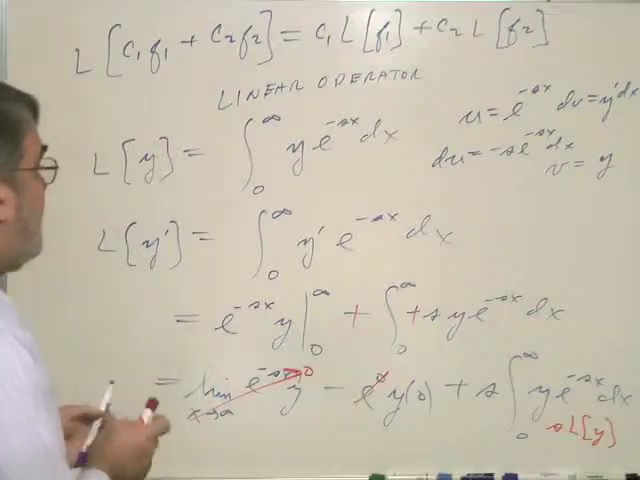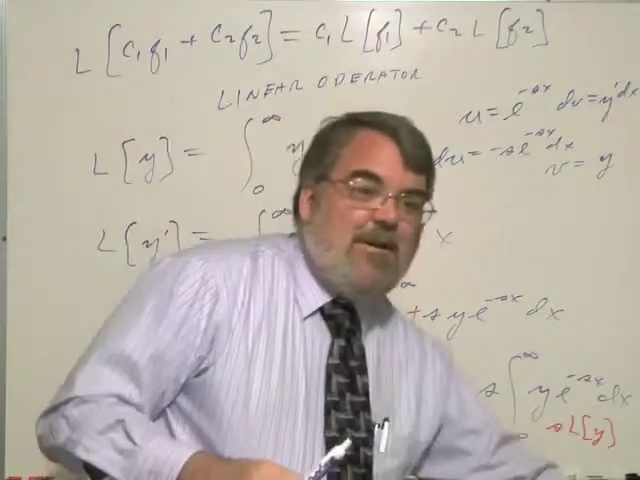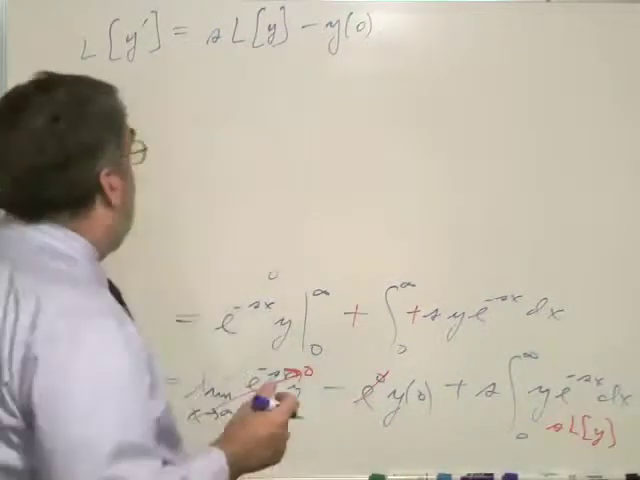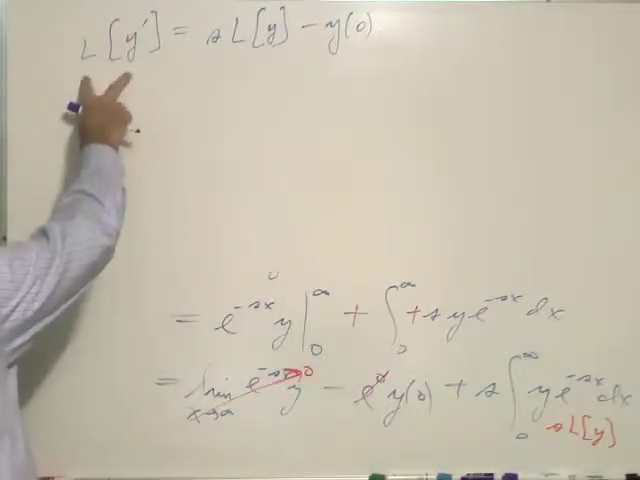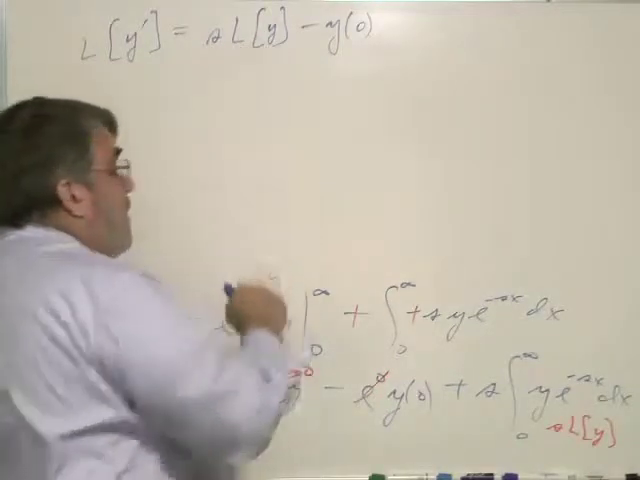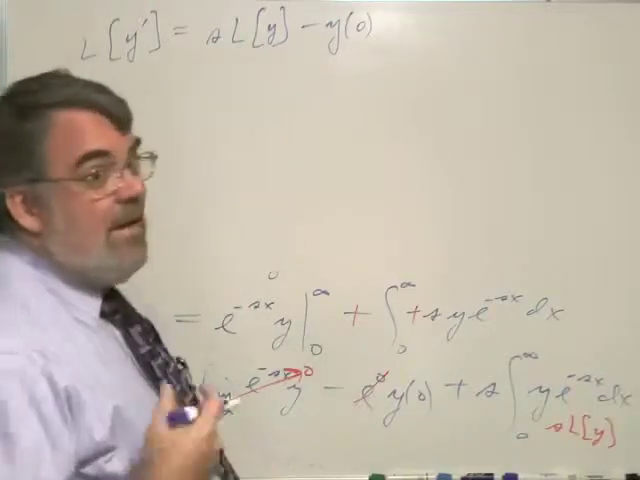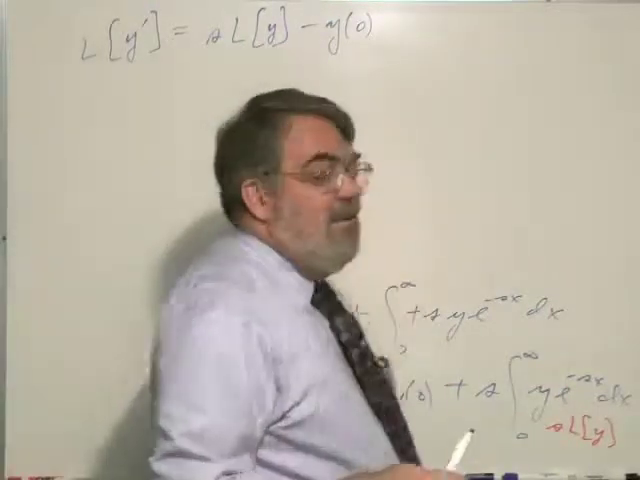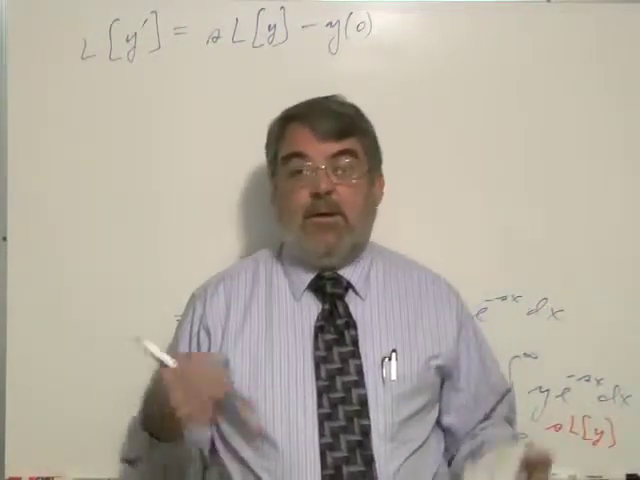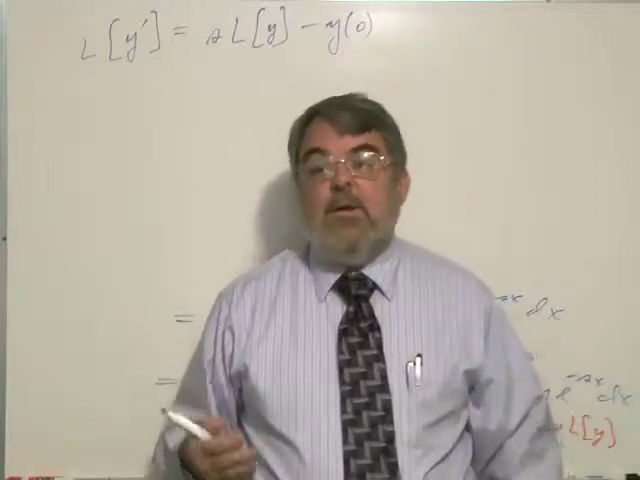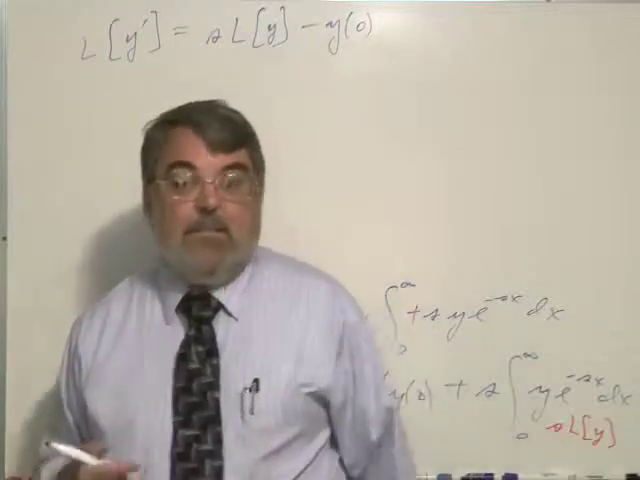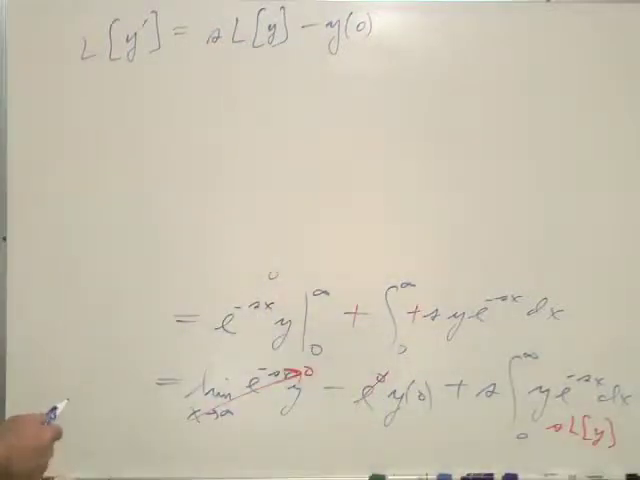So what I just derived was this. What we just derived was that the Laplace transform of y prime is equal to s times the Laplace transform of y, minus y at 0. Now y at 0 is an initial condition. So we're beginning to see that if we're going to make any use of this in solving differential equations, we need initial conditions to solve it. So that's going to end up being pretty important.